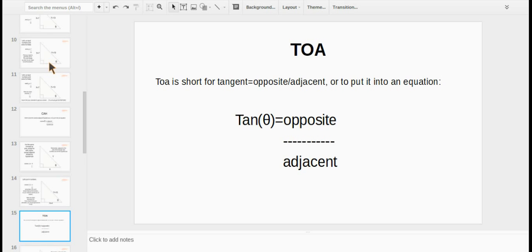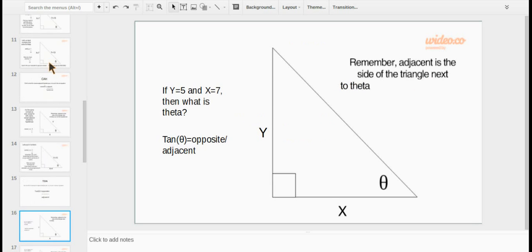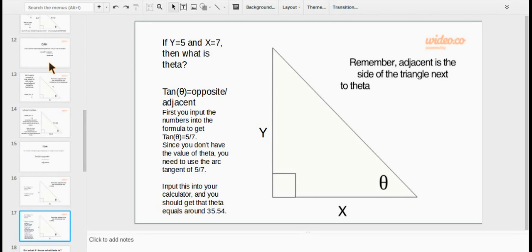Toa. Toa is short for tangent equals opposite divided by adjacent, or to put it into an equation, tan theta equals opposite divided by adjacent. If y equals 5 and x equals 7, then what is theta? Remember, the tangent of theta equals opposite divided by adjacent. Adjacent is the side of the triangle next to theta.